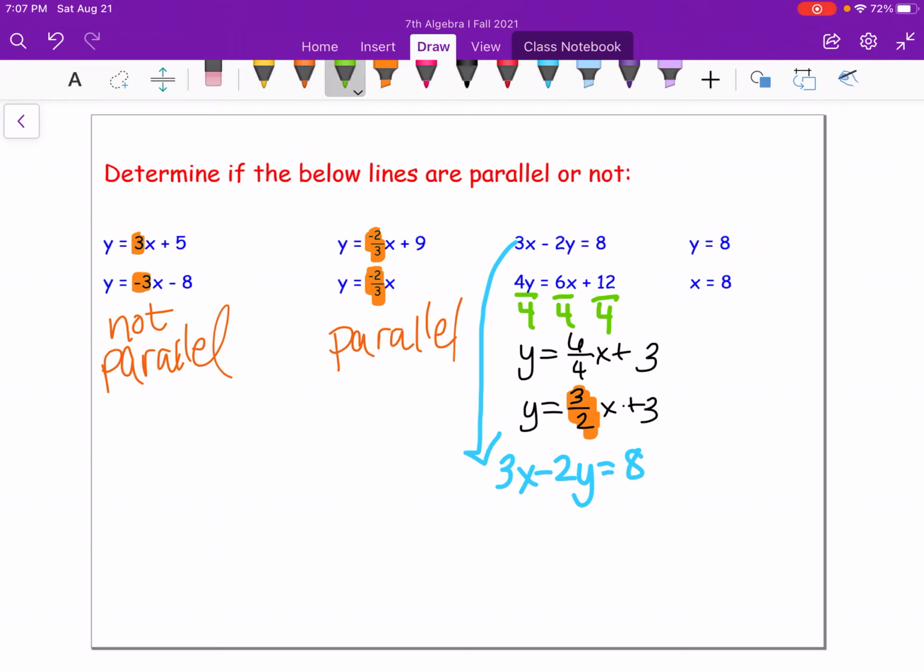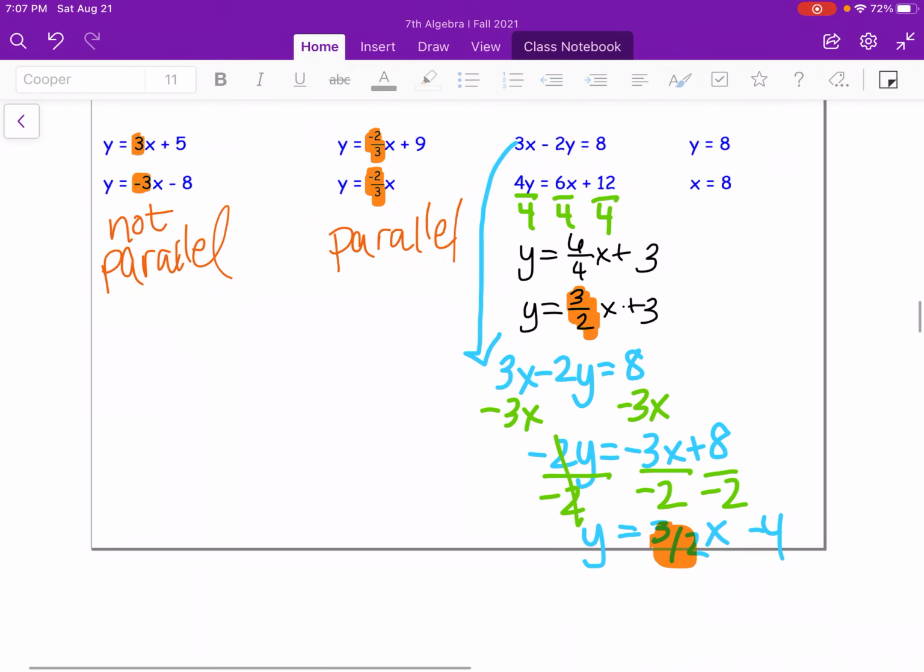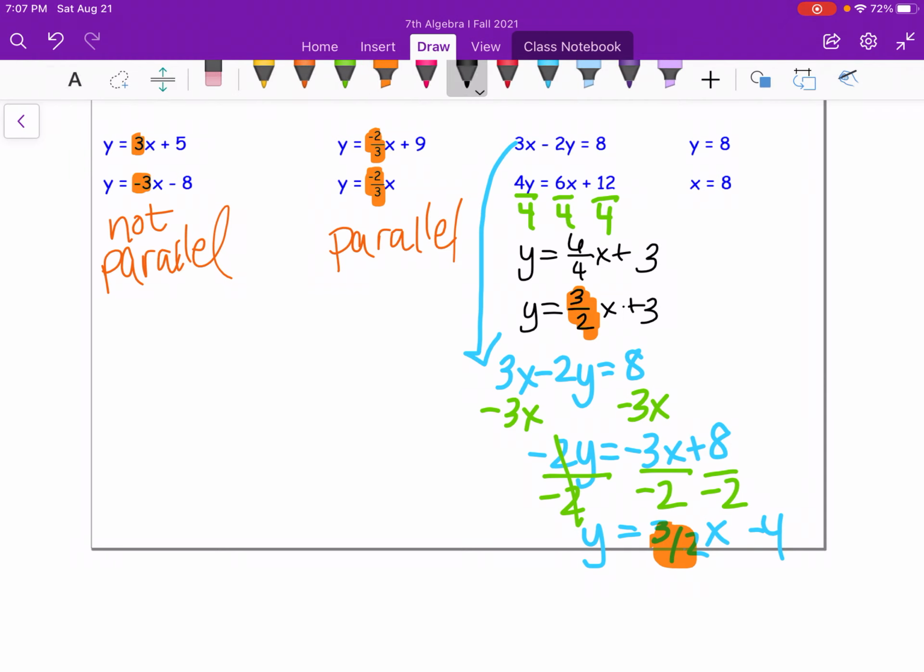So I'm going to start by subtracting 3x from both sides. So I have negative 2y equals negative 3x plus 8. And then I'm going to divide everything by negative 2 so that it cancels out. And negative 3 divided by negative 2 is 3 halves x. And then 8 divided by negative 2 is negative 4. So this also has a slope of 3 halves. So I have a slope of 3 halves and a slope of 3 halves. So these are parallel.